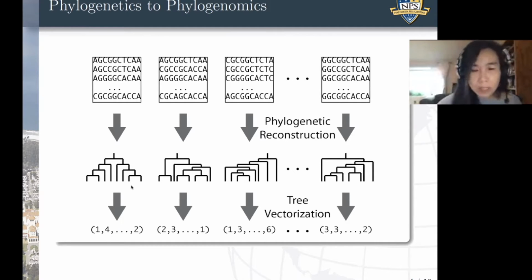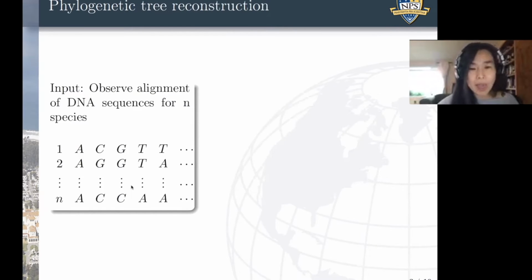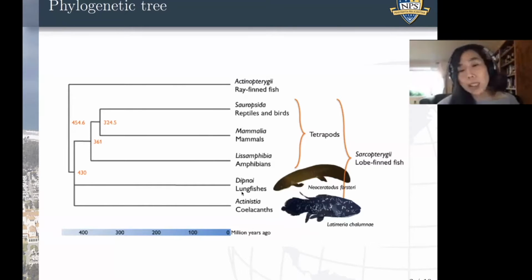Actually, I'm going to go back a little bit. I forgot one thing: for the phylogenetic tree, each leaf has a label. The label is basically the name of a species, but an internal node doesn't have a label. It also has branch lengths. The branch lengths basically represent mutation rates and also evolutionary time.